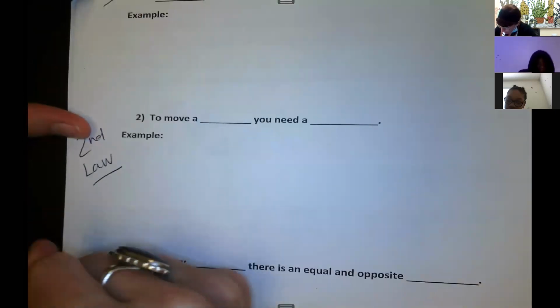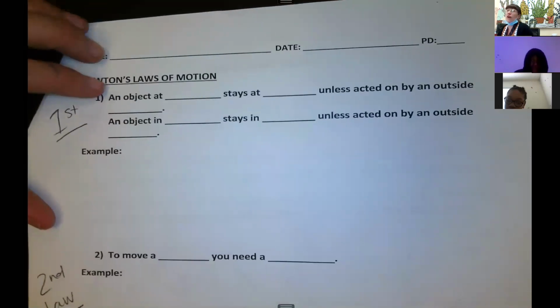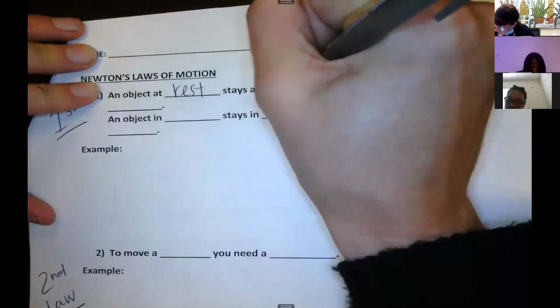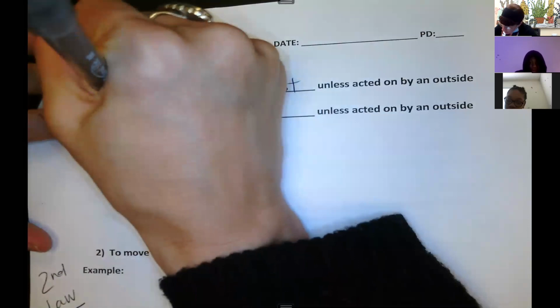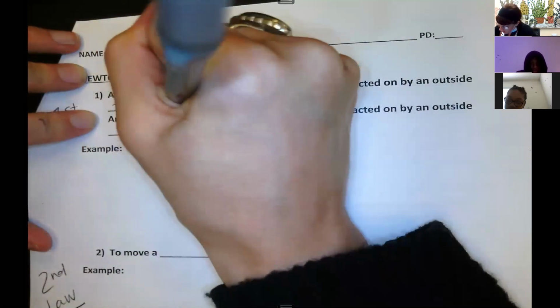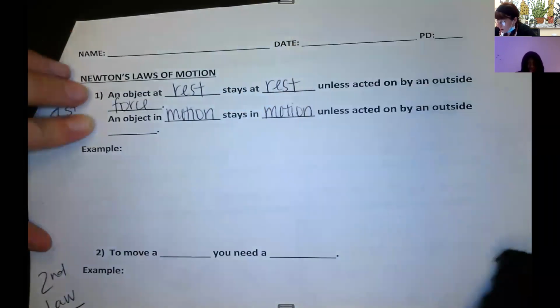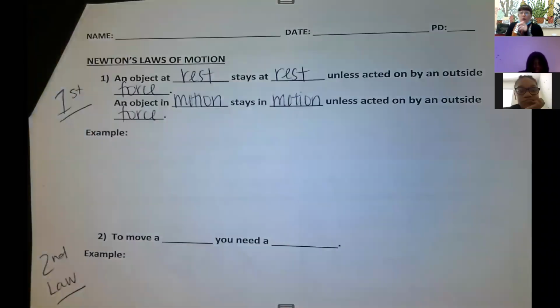This comes from the foldable. An object at, just call it out, rest, stays at rest unless acted on by an outside force. Very good. An object in motion, very good, stays in motion unless acted on by an outside force. Somebody give me an example.